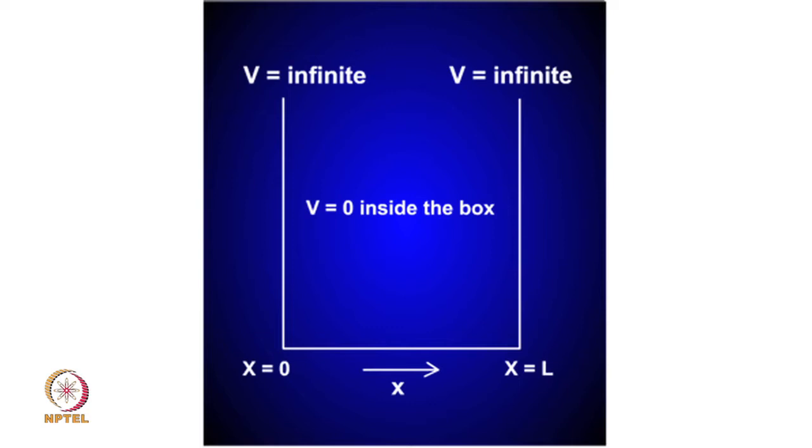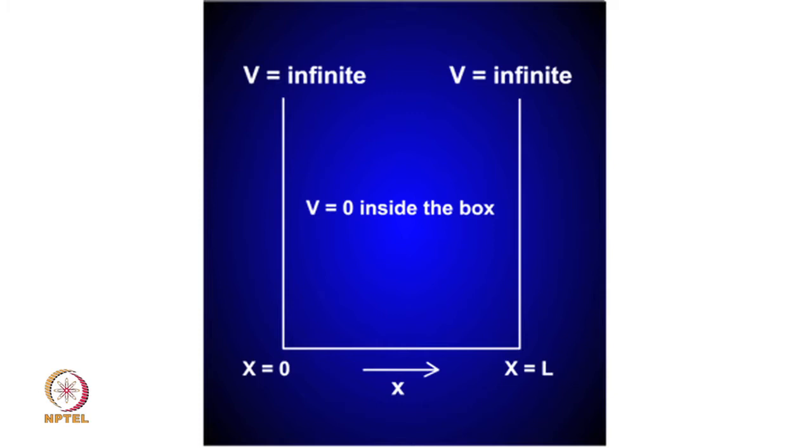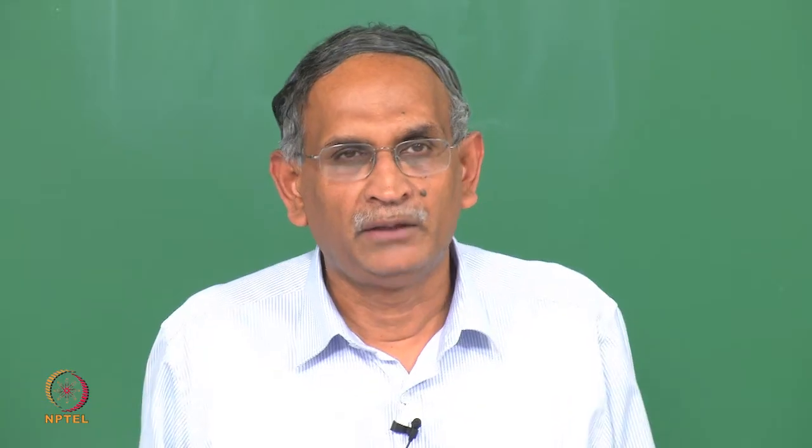The potentials are infinite at 2 points, namely x equal to 0 and x equal to L, meaning that the particle is confined to a box of length L, and the particle coordinate is only one variable, namely x. Let us assume for the time being that the potential inside the box is 0. This is what we call the particle in a one dimensional box with infinite barriers.